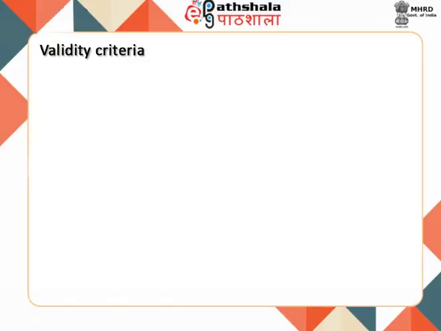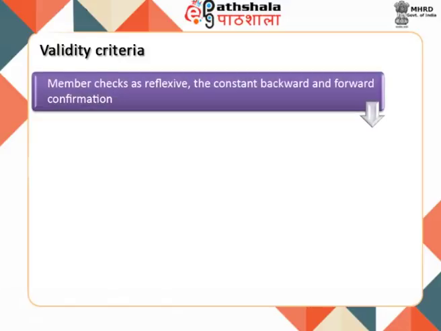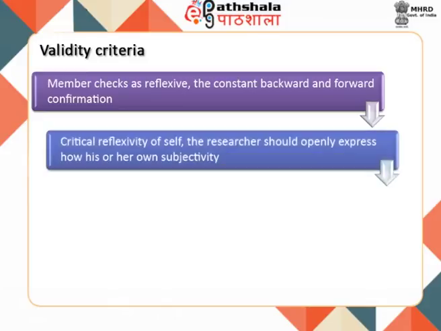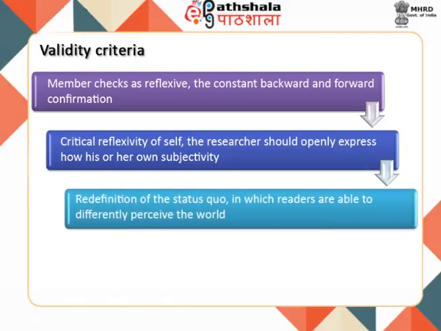The major validity criteria are member checks as reflexive, the constant backward and forward confirmation with the participants under study in regard to reconstructions of their constructions. Critical reflexivity of self: the researcher should openly express how his or her own subjectivity has progressively been challenged and thus transformed as he or she collaboratively interacts with his or her participants. And redefinition of the status quo, in which readers are able to differently perceive the world in which we live and to actively engage themselves in the changing world.